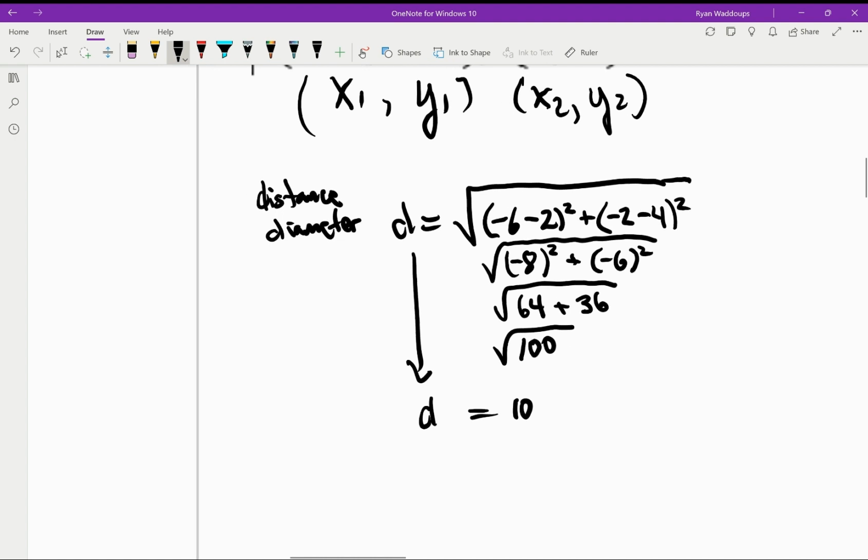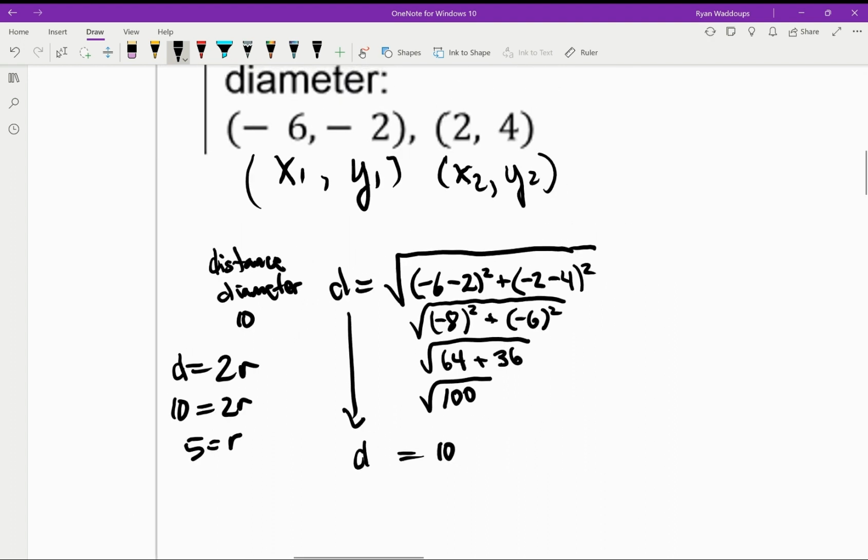And as I said, here the diameter is 10 units, and the diameter is equal to 2 times the radius. And so if I have 10 is equal to 2 times the radius, that means my radius is equal to 5. And so then we've got that part of the equation.